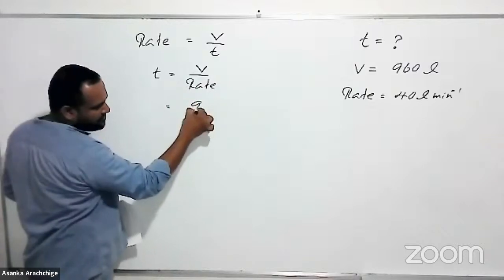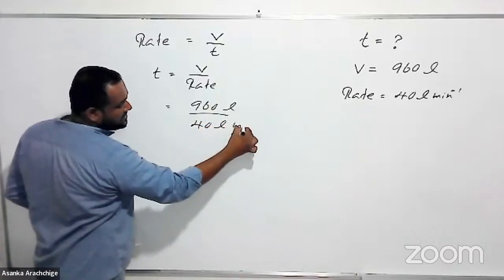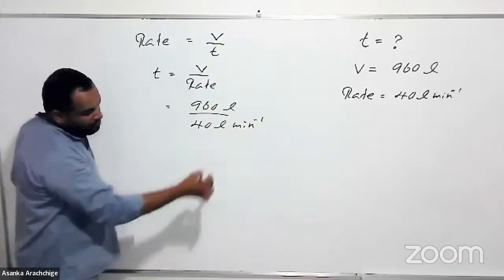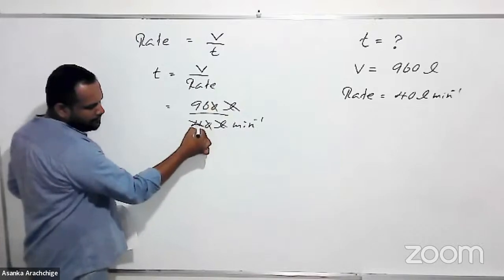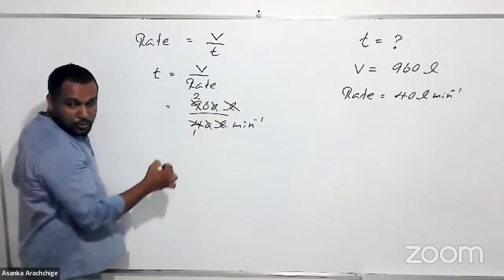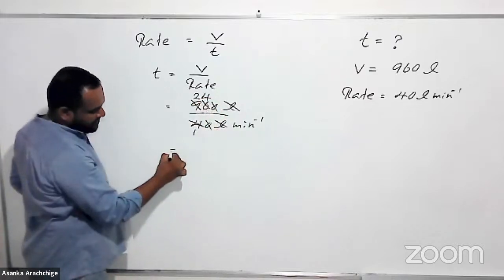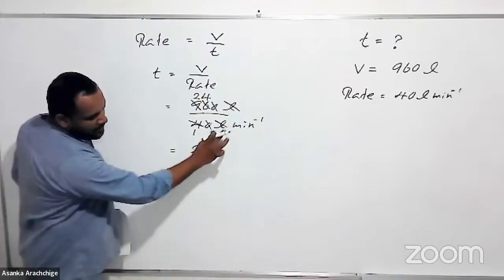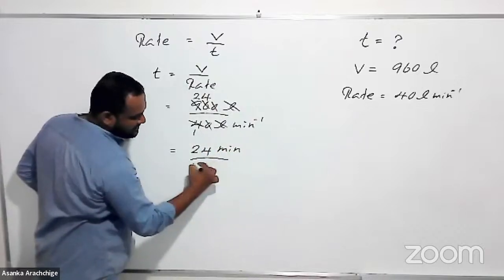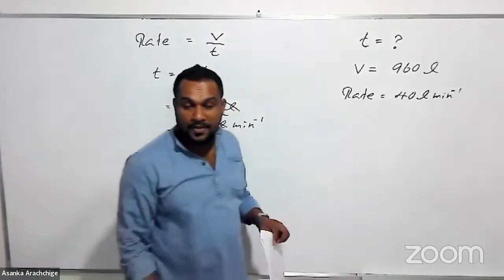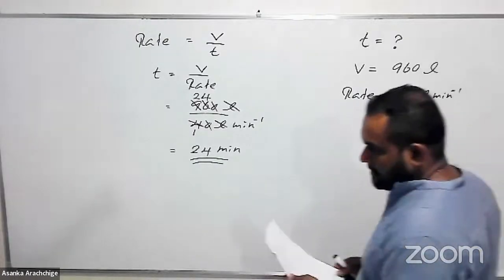What is the volume? 960 liters. Rate is 40 liters per minute. Liters can be cut. 0, 0, 4 times 1, 4 times 2, 8 and 1 remaining. 16, 4 times 4. Answer 24. Minutes to the power minus 1 goes up as minutes to the power plus 1. Answer 24 minutes. Correct? Right.